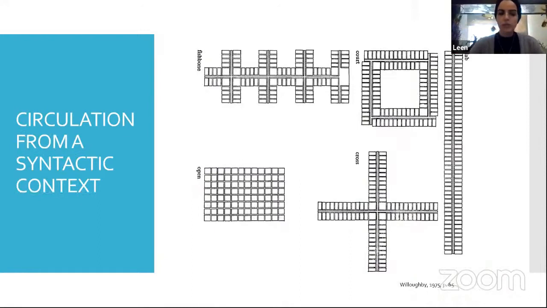So, circulation from a syntactic context: the different definitions of circulation talk about the concept of accessibility, that circulation are spaces that offer accessibility to other spaces. They talk about how the different arrangement of boundaries between these spaces is what structures and organizes movement inside these buildings. And this accessibility offers or imposes a kind of control, which differentiates spaces into private and public spaces and leads to a kind of hierarchy in the ordering of these spaces.